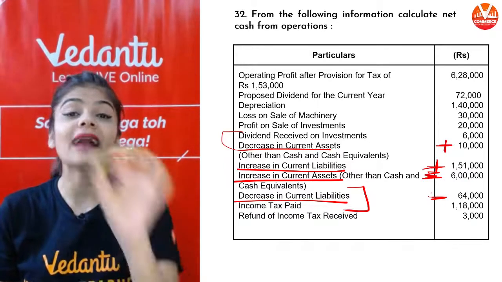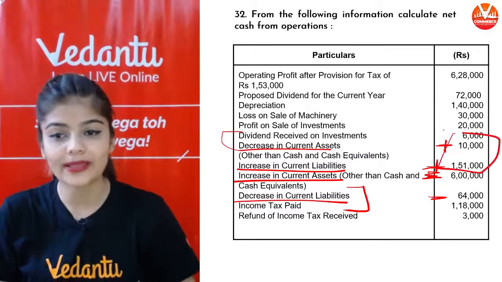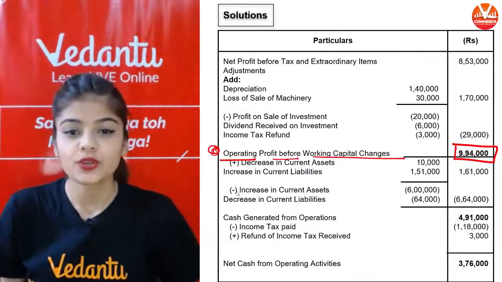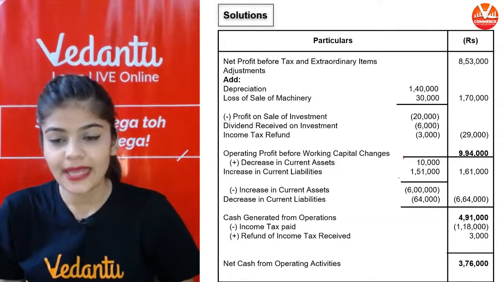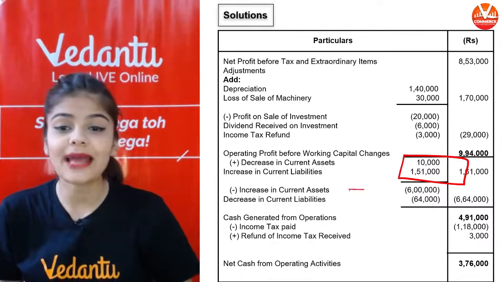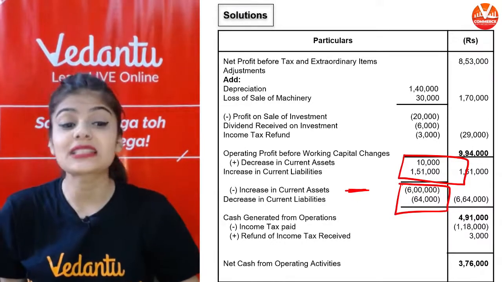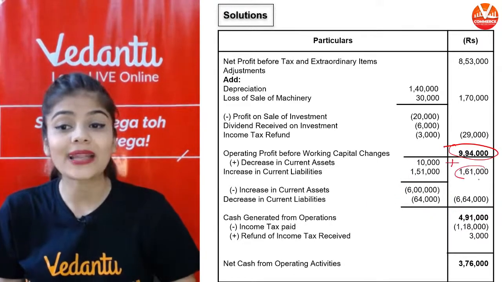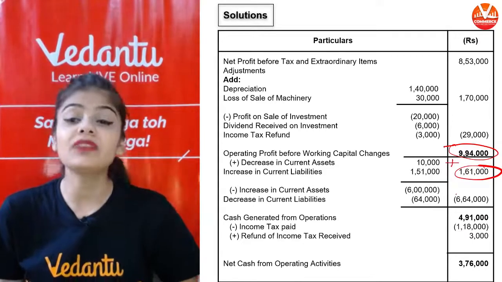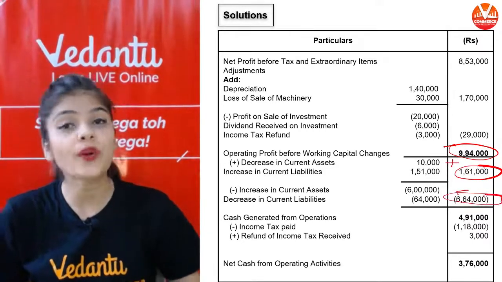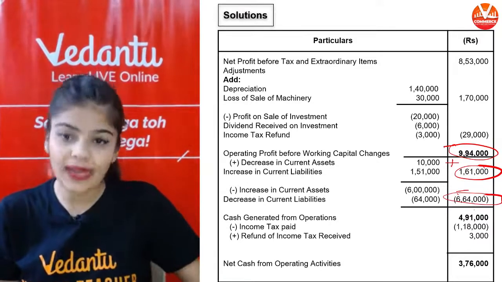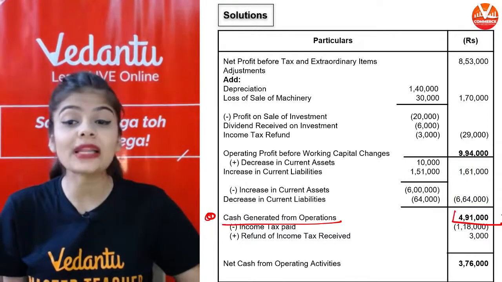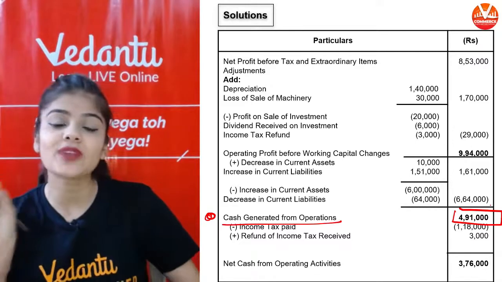So we will add 10,000 and 1,51,000 and we will subtract 6,64,000. So in 9,94,000 we will add 1,61,000 and we will subtract 6,64,000. So after adding and subtracting this, your cash generated from operation is 4,91,000.